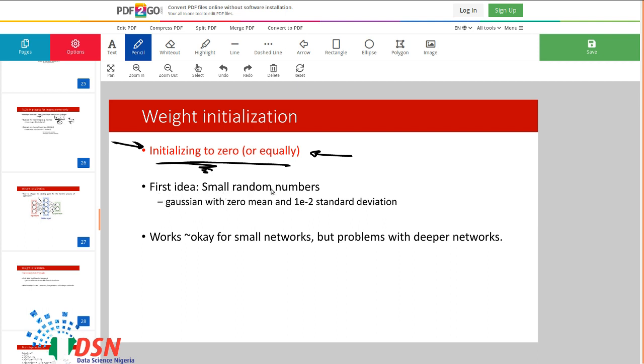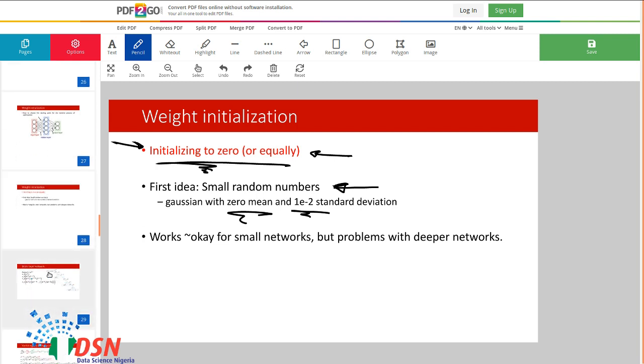The first idea is using small random numbers. For example, you could use a Gaussian with 0 mean and a small standard deviation to initialize your weights. This kind of initialization could work in small networks, but for deeper networks it could cause a problem. Why?